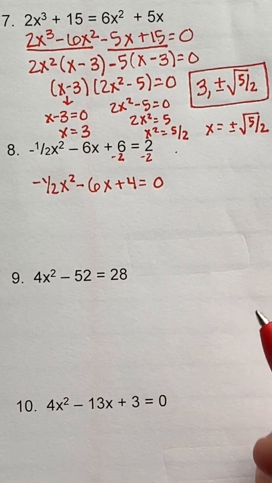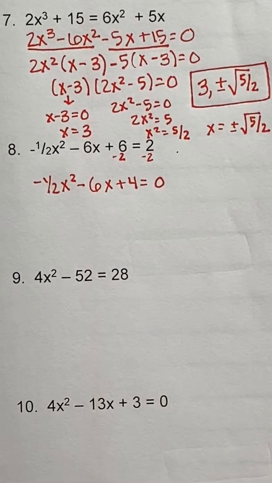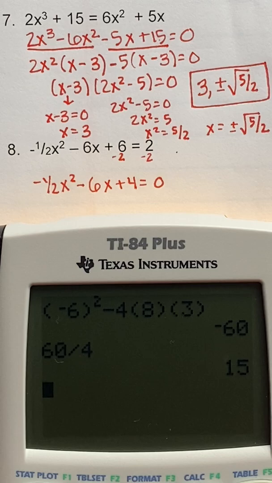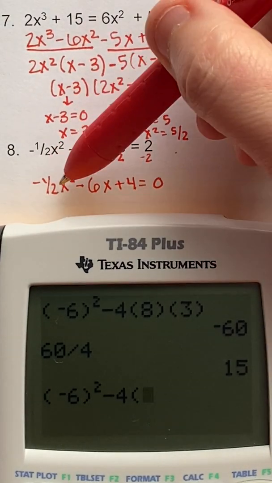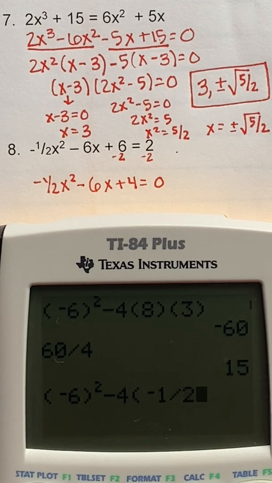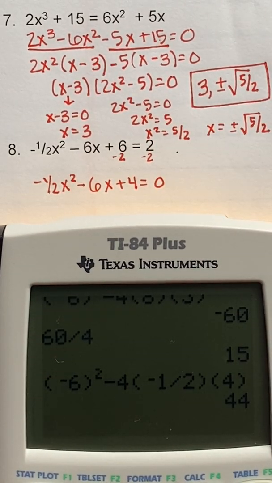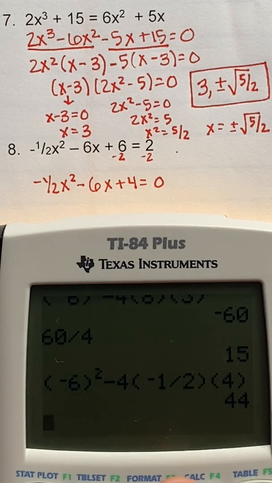Now checking the discriminant. The discriminant is going to tell me what direction I need to go in order to solve this problem. So negative 6 squared minus 4 times, be careful here because a is negative 1/2, times c, which in this problem is positive 4. Now when I solve this, I get out 44. 44 is not a perfect square, so I need to solve this by the quadratic formula.